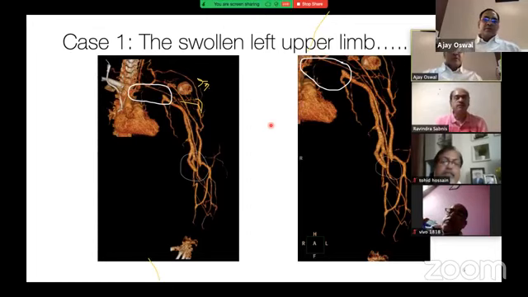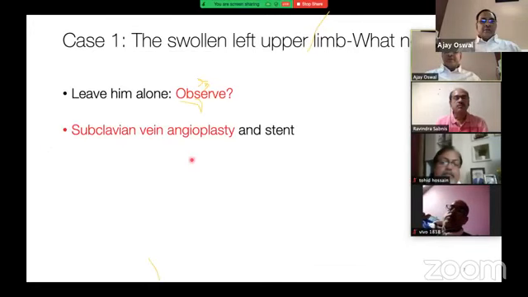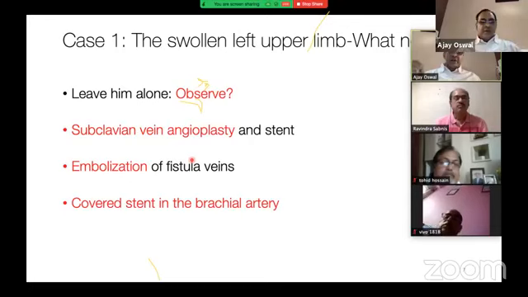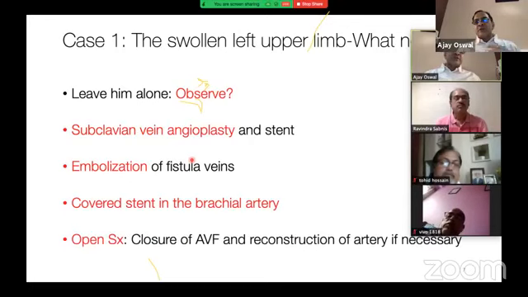So Dr. Sabnis, he was seen by a team of expert cardiologists and interventional radiologists, and they attempted but could not negotiate anything. So they referred him back to us, and we decided that they cannot do anything. I suggested the following: subclavian vein angioplasty, out of the question. Embolization of fistula veins, not possible. Covered stent in the brachial artery, not possible. So open surgery was the only option left with us.